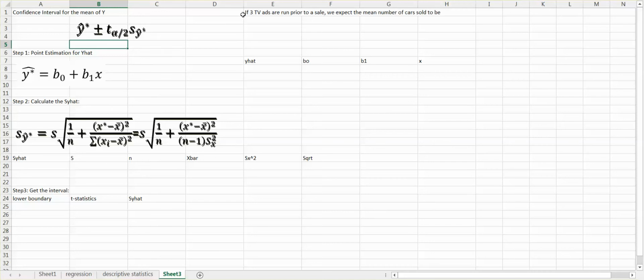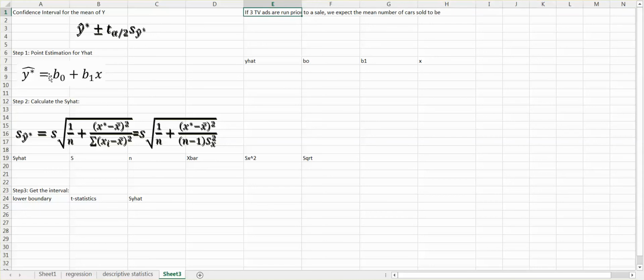So first, let's look at the question. If 3 TV ads are run prior to a sale, we expect the mean number of cars sold to be what? We want to calculate, given that 3 TV ads are run prior to the sale, what is the confidence interval for the mean number of cars sold? The information we know from this question is x equals 3, because 3 TV ads are run prior to the sale. So first we will get the value for y hat given the value of x.